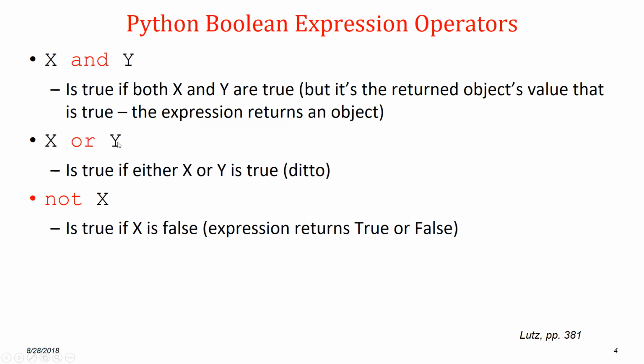The only way y will be evaluated is if x has a 0 value, but then the return value is either going to be x or y. And finally, not x is true. Yes, not x is true if x is false. And the return value here is not an object, but simply a true or false value.